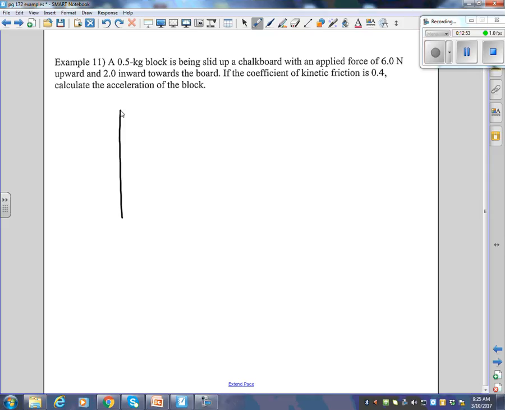I'm going to draw the chalkboard in this case, just to give a visual sense of what's going on. So there's this block, and it's going up, but don't draw an arrow going up because we're only drawing forces here, right? So it's got 6 newtons upward. We'll call that F1. And 2 newtons inward, F2. Well, that's 2. This one is 6.